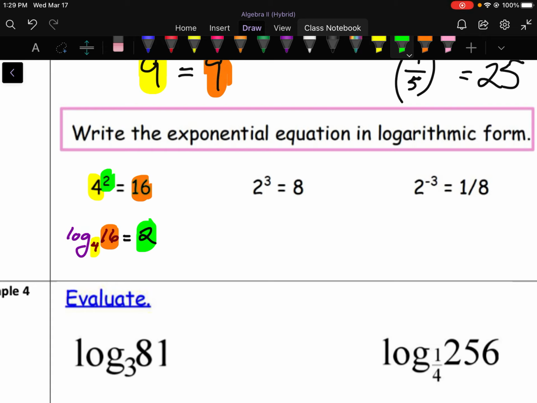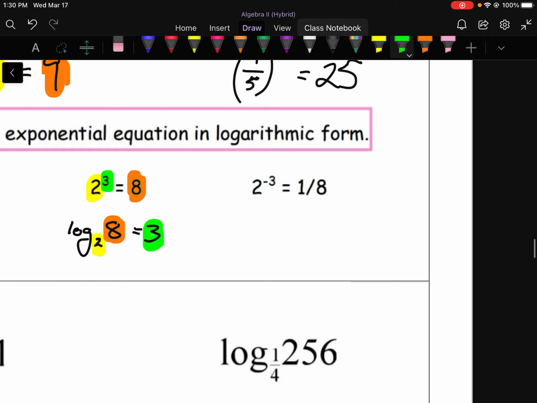So again, one of those things that just takes a little practice. Let's try another one. Start by writing the word log. The base of the exponent here is the base of your log. So log base 2 of, what number goes after it? 8, equals, and then you take your exponent here, and there you go. Log base 2 of 8 equals 3.